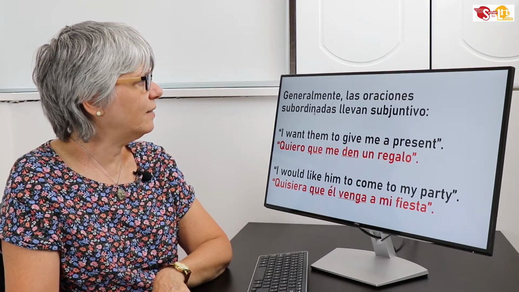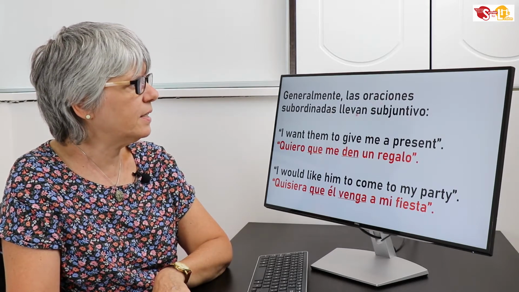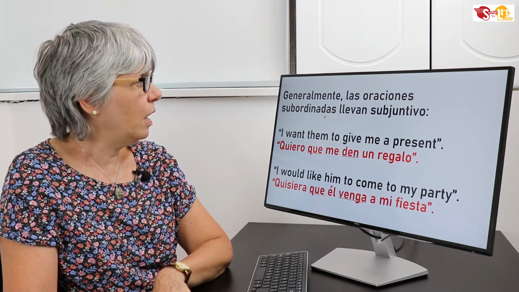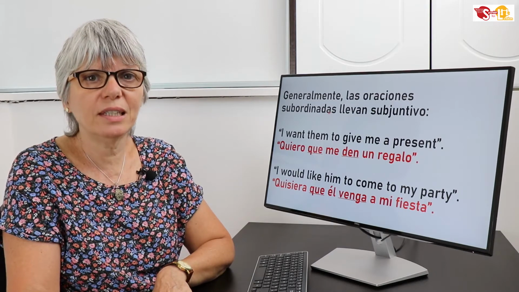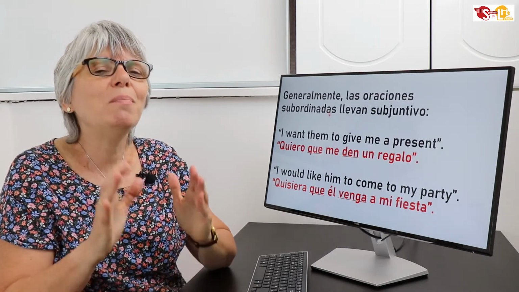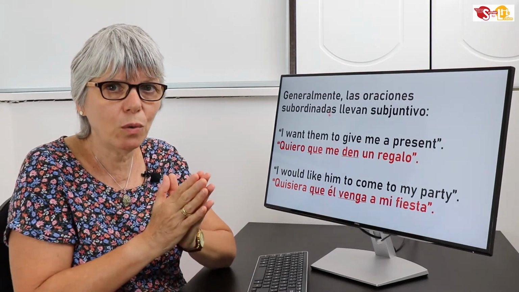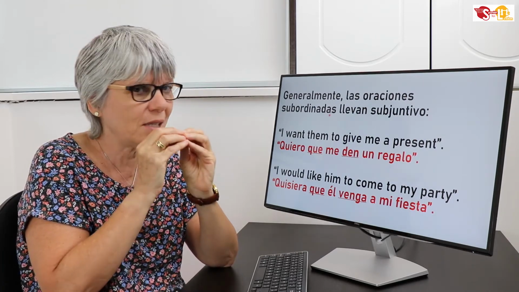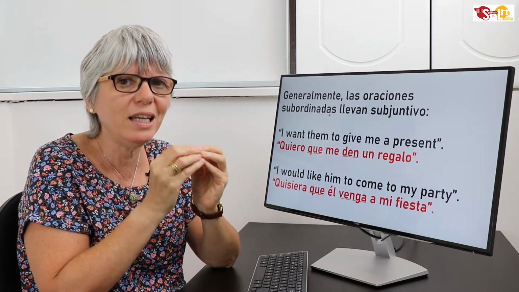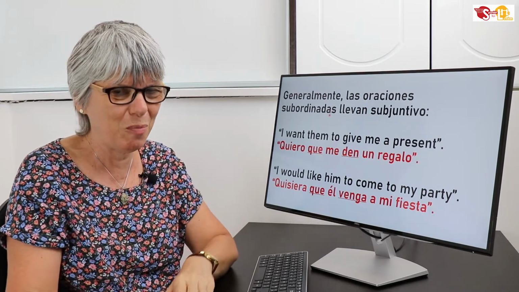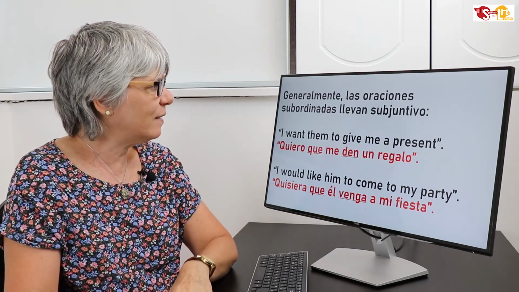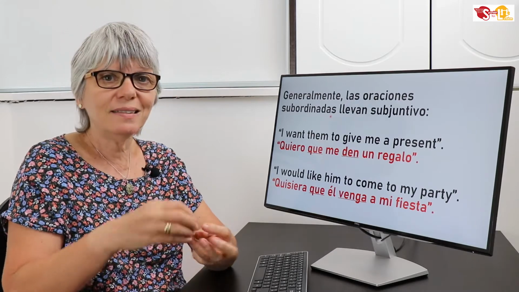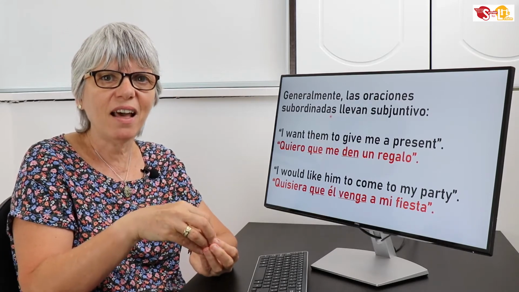Now, generally the subordinate sentences take the subjunctive. Now, what is a subordinate sentence? Remember always that when we explain some grammatical aspect, it's because it's unavoidable. You really need it in order to speak properly. So this is something very simple. It's like a sentence inside another sentence.